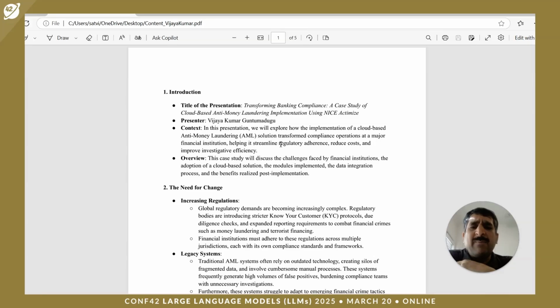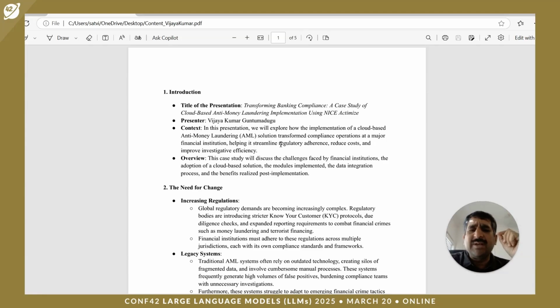My name is Vijaya Kumar Guntumadugu. Today's context is majorly to explore how the implementation of a cloud-based AML solution transformed compliance operations at a major financial institution, helping it streamline regulatory adherence, reduce cost, and improve investigation efficiency.